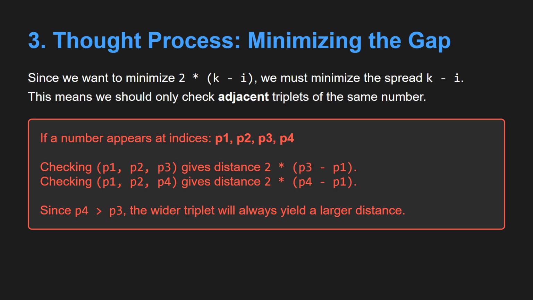For our thought process, since our goal is to minimize 2 times the gap between the first and third index, we only need to look at adjacent triplets of the same number. If a number appears 4 times, forming a triplet with the first, second, and fourth occurrence will strictly have a larger distance than using the first 3. Therefore, we only track the last 2 seen positions for each number.